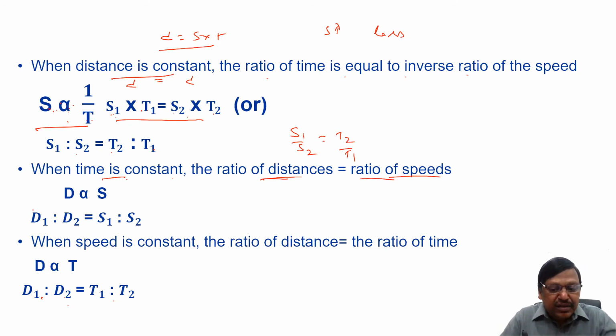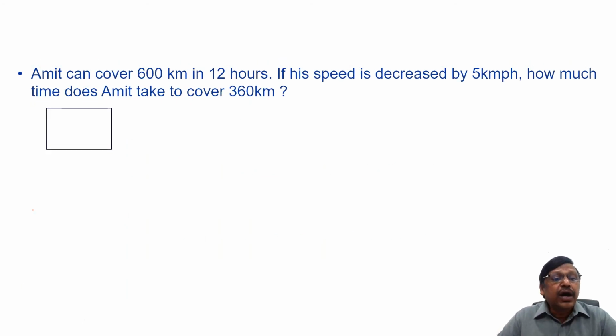So these are the basic ratios or basic formulae with respect to speed, time and distance. Now we'll try to apply these basic ratios or formulae and solve a couple of questions, right? Let's start with the first example. Amit can cover 600 kilometers in 12 hours. If his speed is decreased by 5 kilometers per hour, how much time does Amit take to cover 360 kilometers?